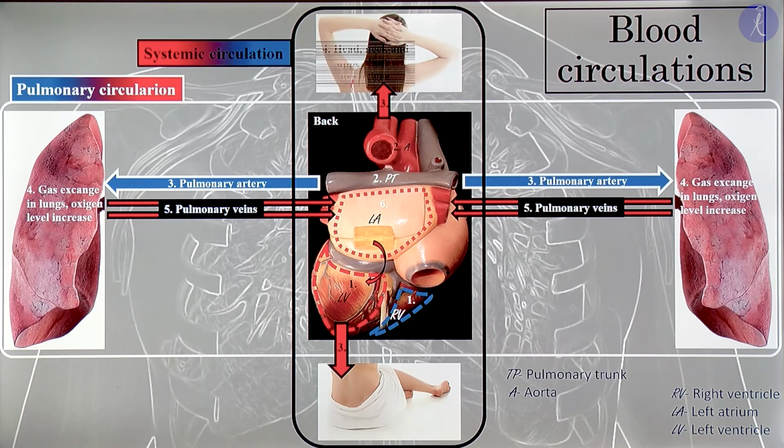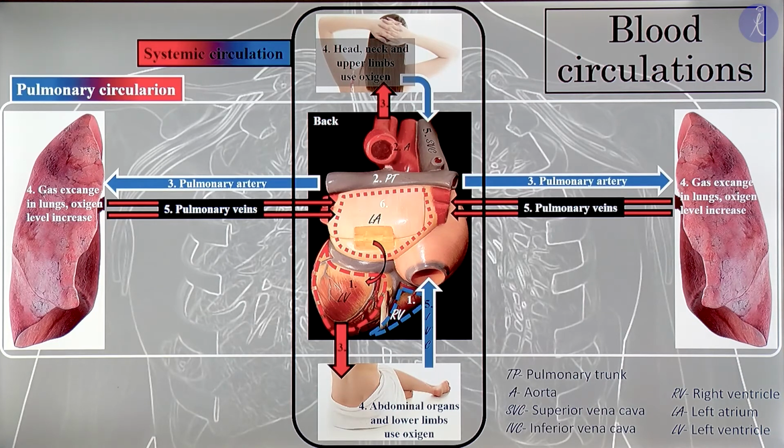These body parts will use this oxygen and will send back venous blood to the heart, the superior part of the body through the superior vena cava, and the lower body part through the inferior vena cava. And then this blood arrives back to the right atrium, and the right atrium, when it sends the blood down to the right ventricle, we go back to the pulmonary circulation again.